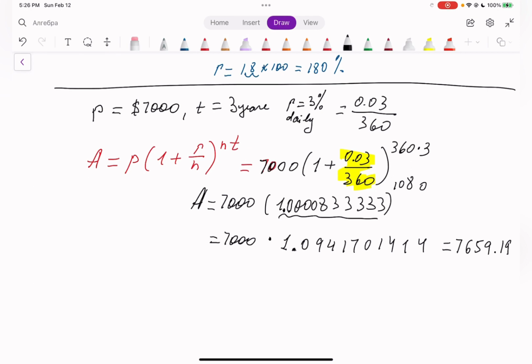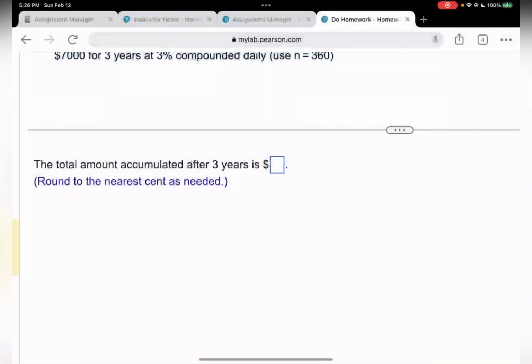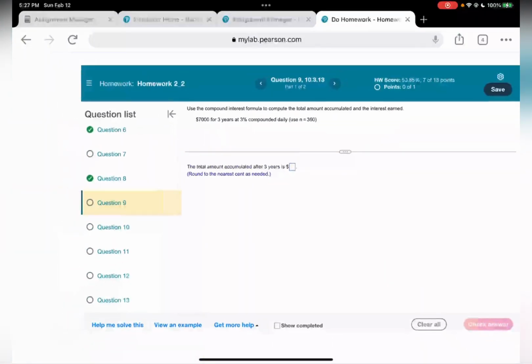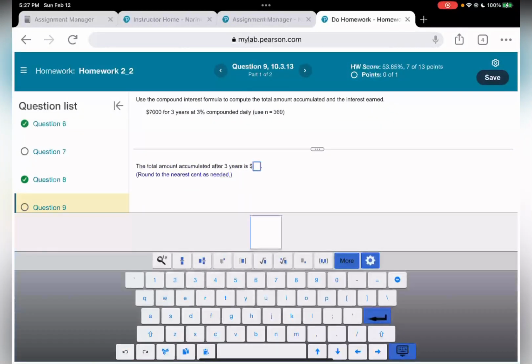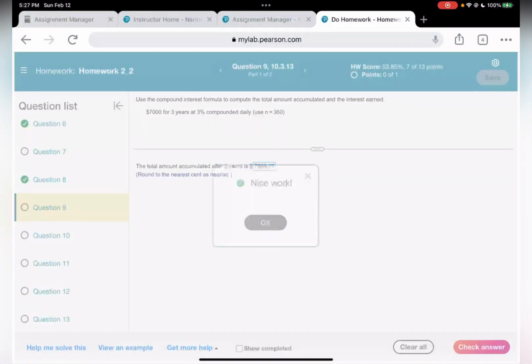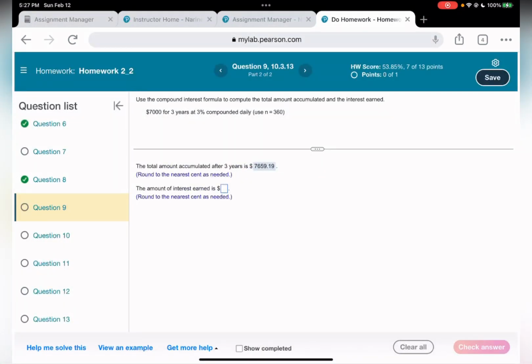Okay, let's write down. Total amount accumulated after 3 years is going to be $7,659.19. Nice work. So, moving to question number 9.